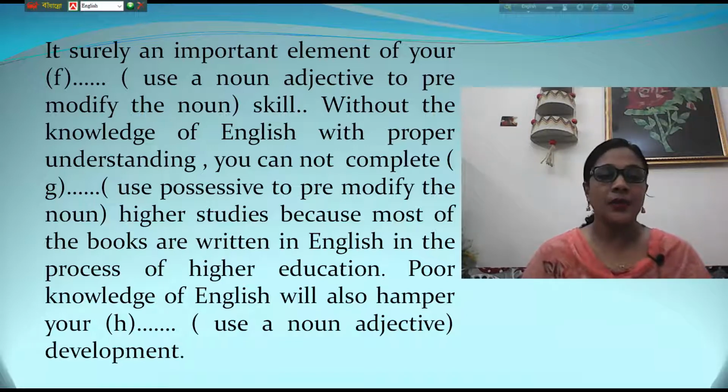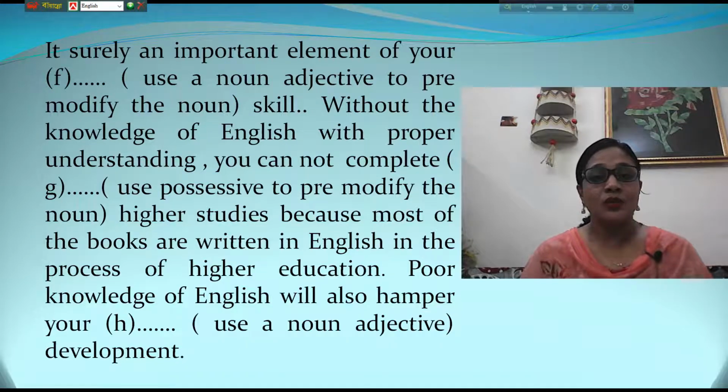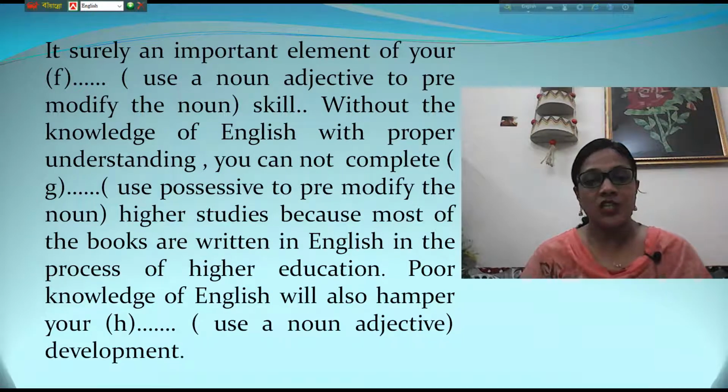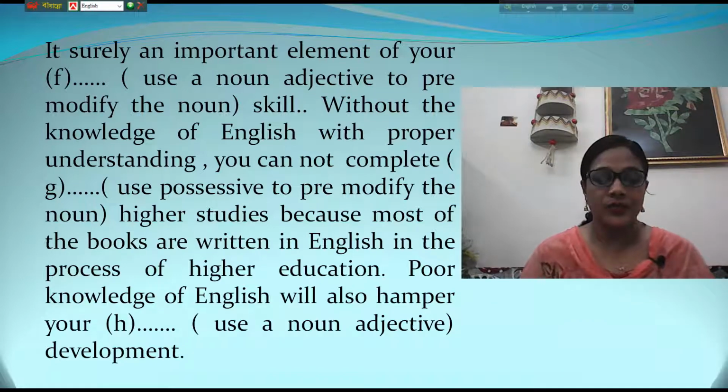এখানে জি নাম্বার গ্যাপে আমাদের ব্যবহার করতে হবে use possessive to pre-modify the noun. You cannot complete your higher studies because most of the books are written in English in the process of higher education. Poor knowledge of English will also hamper your, here you see H number gap, and we have to use a noun adjective. আমাদেরকে এখানে একটা noun adjective ব্যবহার করতে হবে H number gap এ. Poor knowledge of English will also hamper your career development.